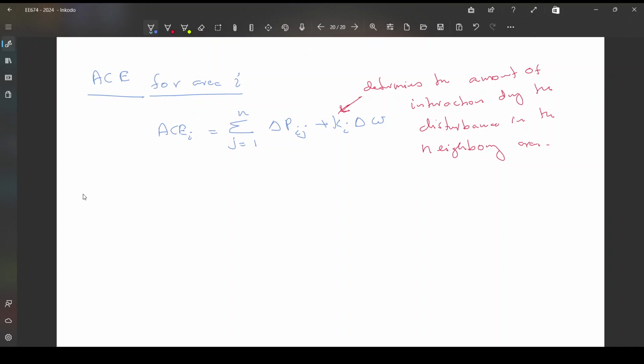So typically the overall satisfactory performance is achieved when K_i is equal to B_i, which is equal to 1 over R_i plus D_i, right? You can say that the overall satisfactory performance is achieved when this is happening, right?